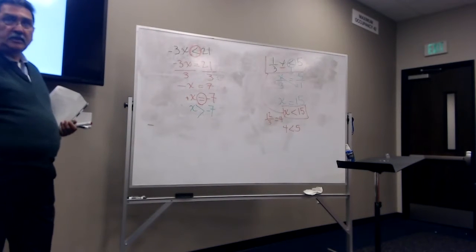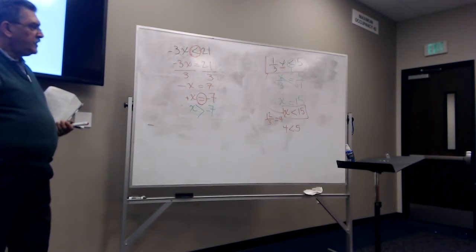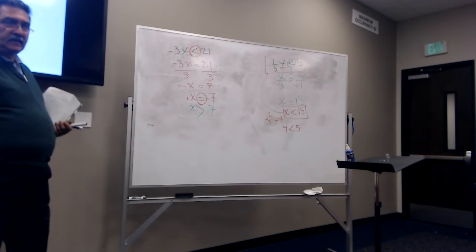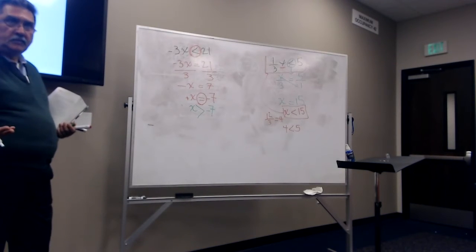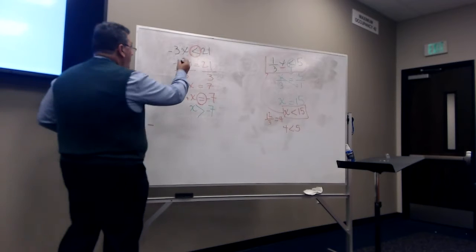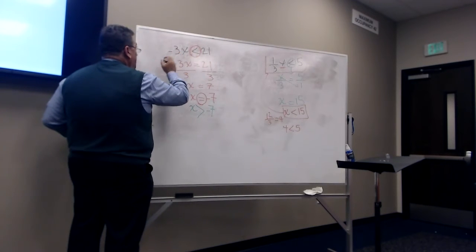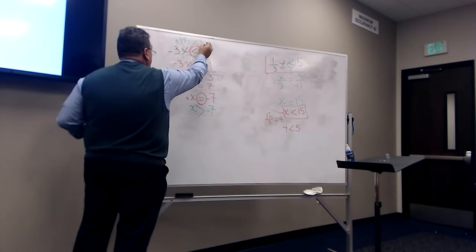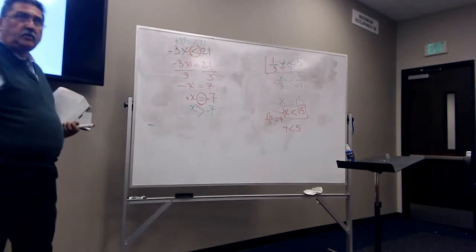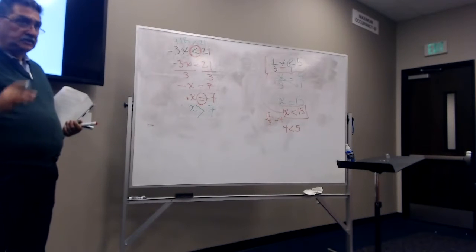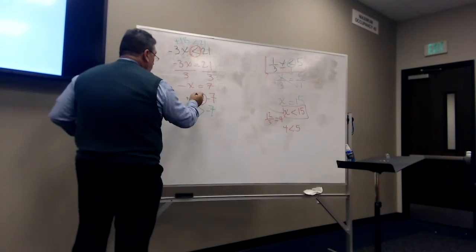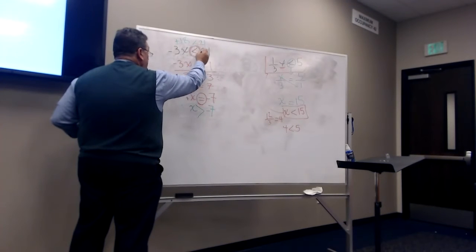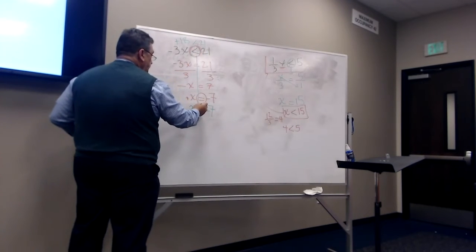that inequality holds. Give me a number greater than minus 7. Minus 6. Minus 6 times minus 3 is plus 15. It's less than 21. That inequality holds. So just remember, when you multiply both sides by a negative, the direction has to change.